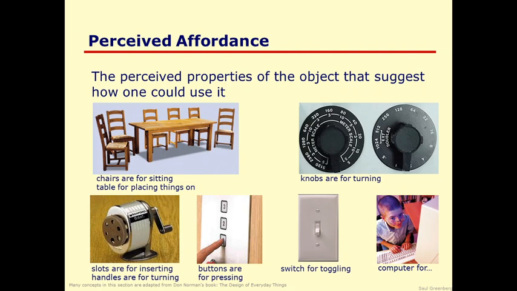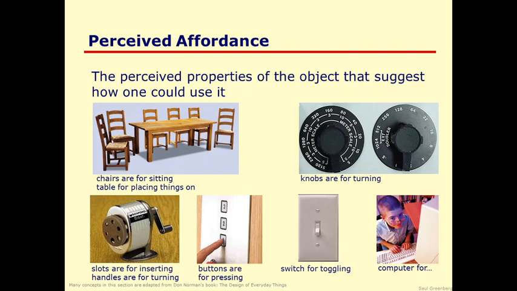So what is perceived affordance? The perceived properties of the object that suggest how one could use it. Chairs are meant for sitting and tables for placing things on. The carpenter who makes them has maybe not gone to any school to understand it. He has worked under some senior carpenter and started understanding how to design things based on his experience.